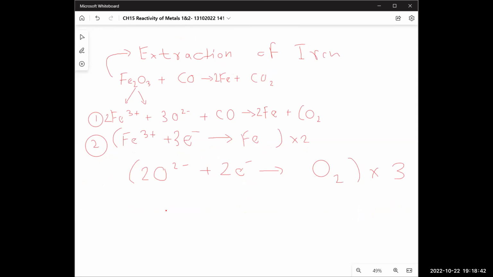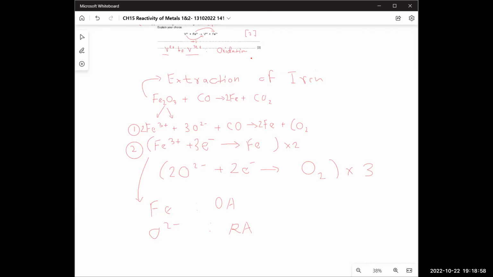Iron is the oxidizing agent. So therefore O2 minus is the reducing agent. Now that's enough for this one. Any questions? No.